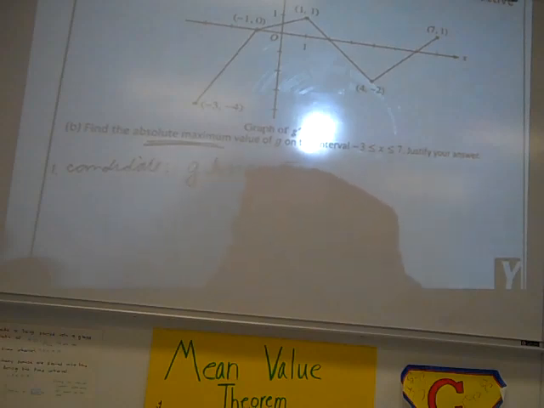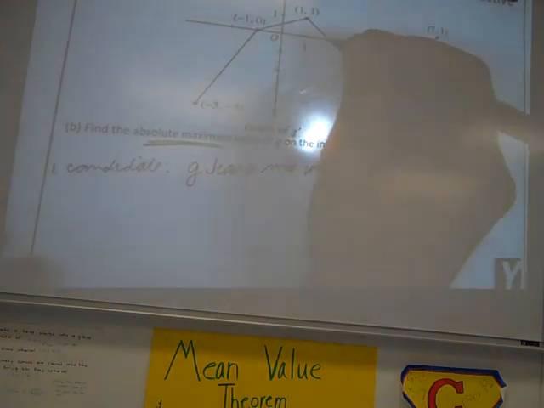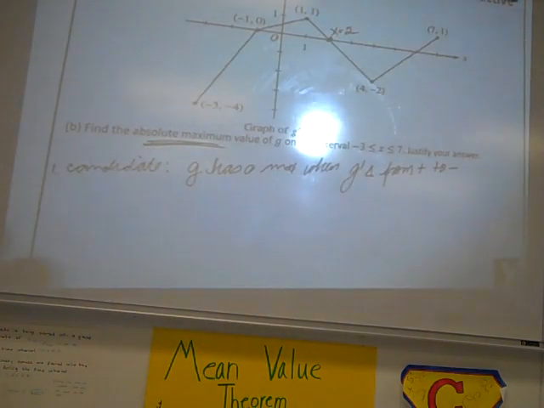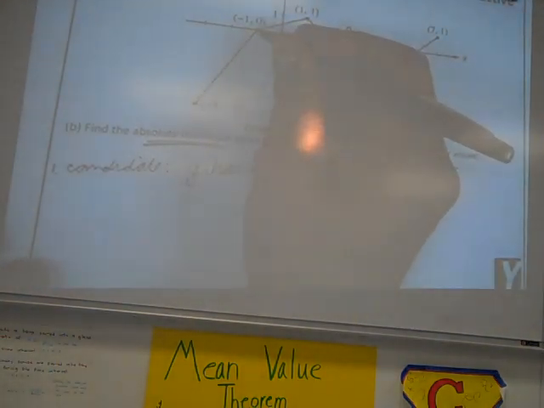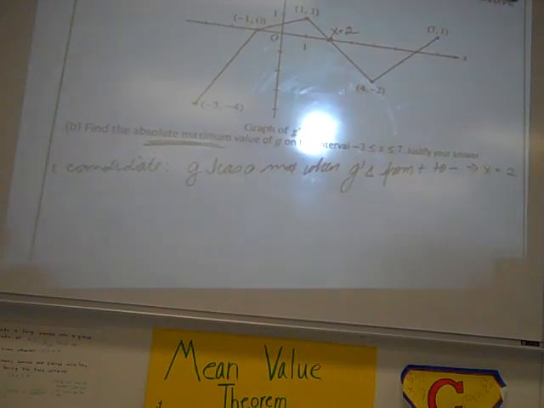Well, G has a max when G prime changes from positive to negative. Let's look at the graph. Where does G prime change from positive to negative? Another way to say that, where does G prime switch from above the x-axis to below the x-axis? That happens right over here at x equals 2. Although x equals -1 is a root, we're changing from negative to positive, so that's not a max. X equals 6 is also a root, we're changing from negative to positive, so that's not a candidate for a max. Our only candidate is at x equals 2.